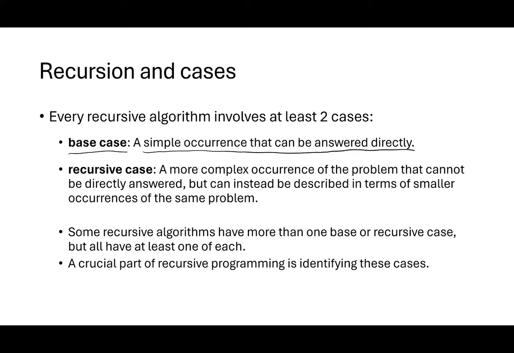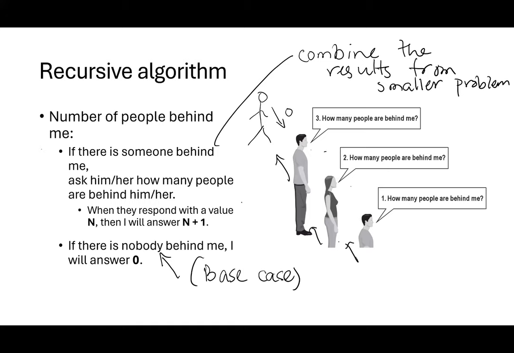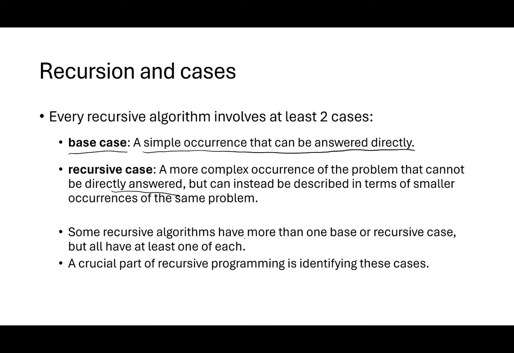So these calls were recursive. When I asked her, hey, how many people are behind us? She doesn't know the answer. She had to ask someone else, right? This person also had to ask someone else. So these calls are the recursive calls. And this person is the base case. Once he asked him, he doesn't need to ask anyone. He knows the answer. Okay, some recursive algorithms can have more than one base case or recursive case. We'll show them. But all algorithms have at least one base case. That's the crucial part: the crucial part of recursive programming is identifying those cases.